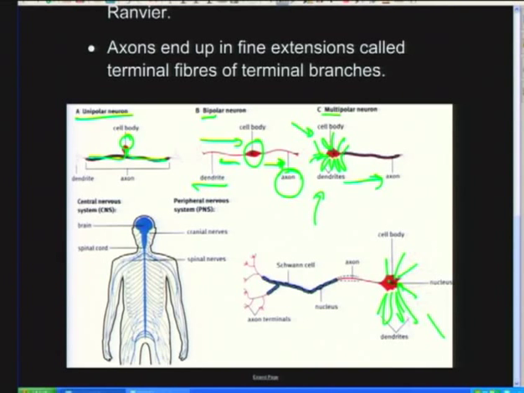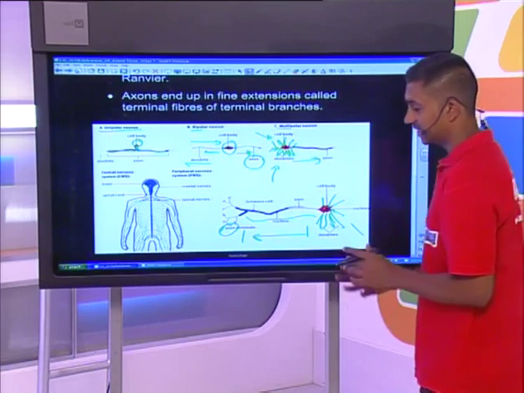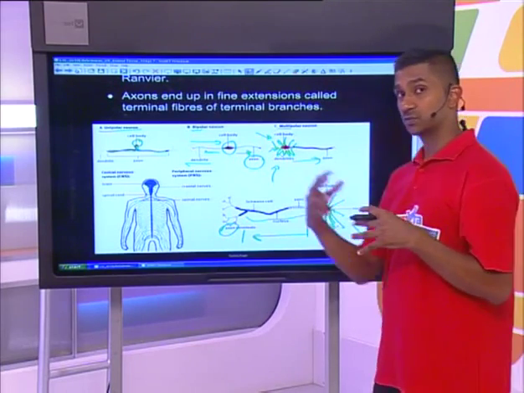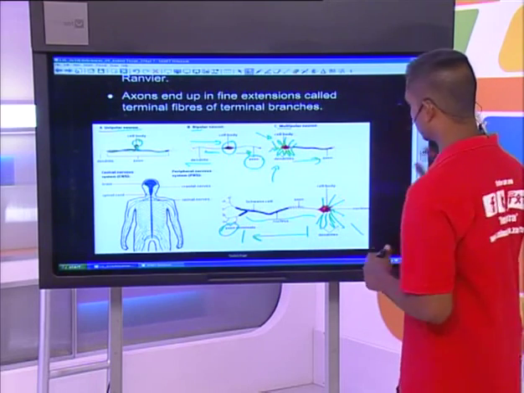The cell body would process that, and then it will pass it on to the next neuron. And the part of the neuron that conducts the impulse away is called the axon. At the end of the axon, we've got the terminals, or the dendrites, that form connections with other neurons or a muscle to bring about a response.